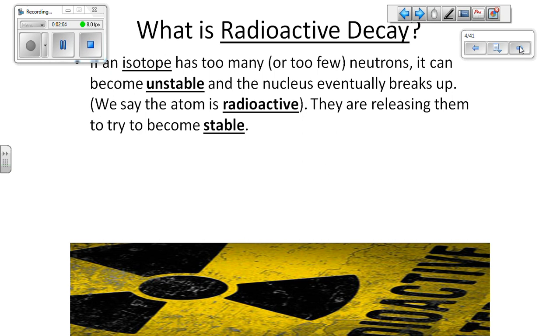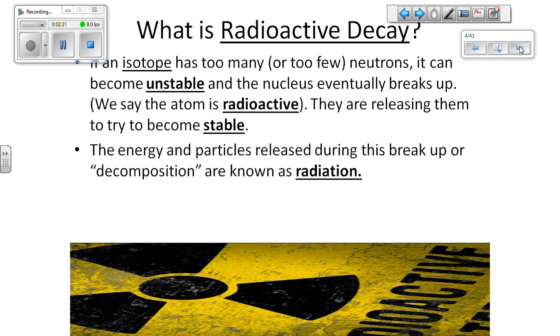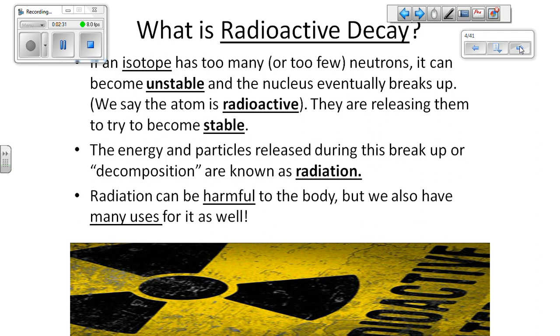Whenever you have an unstable nucleus of an atom, where it either has too many neutrons or too few neutrons, that is when the atom will break up and become radioactive. They are releasing particles and energy to try to become stable. The energy and particles that are released during this breakup or decomposition is what we refer to as radiation. Radiation can be harmful to the body, but it also has many, many uses as well.